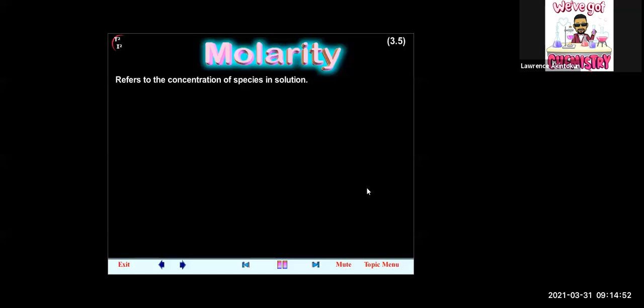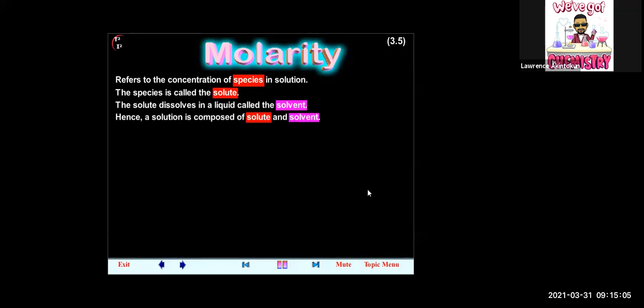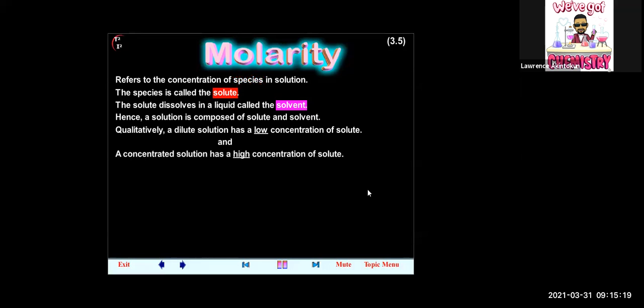Molarity refers to the concentration of species in solution. The species is called the solute. The solute dissolves in a liquid called the solvent. Hence, a solution is composed of solute and solvent. Qualitatively, a dilute solution has a low concentration of solute, and a concentrated solution has a high concentration of solute. The terms dilute and concentrated are used in a comparative sense.